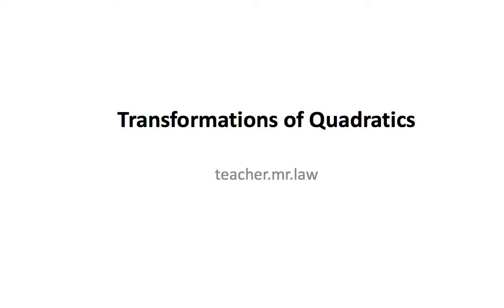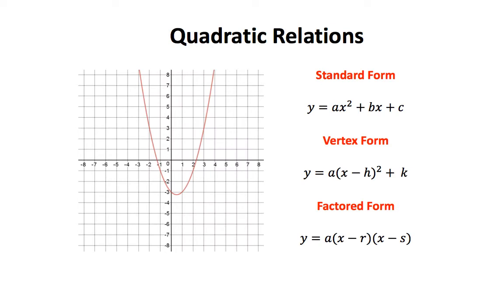In today's lesson, we'll be learning about transformations of quadratics. The shape of a quadratic relation is described as a parabola. A quadratic relation can take three forms: standard form, vertex form, and factored form. The variables of a, b, and c, a, h, and k, and a, r, and s all tell us important pieces of information. Today we'll be focusing on vertex form.